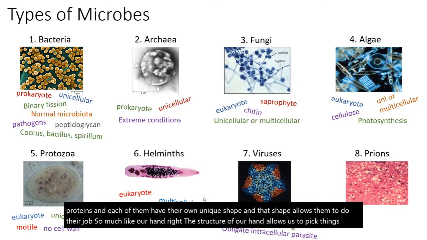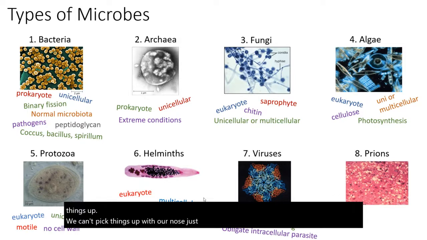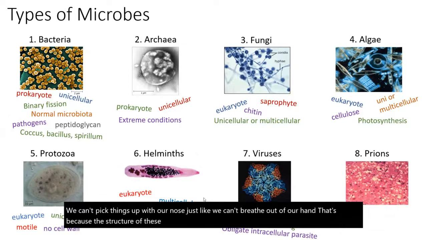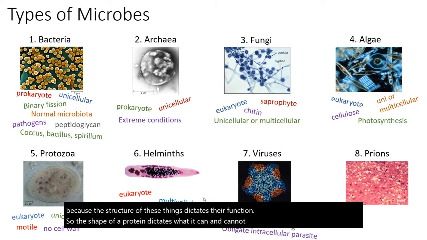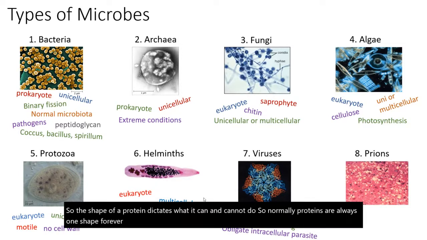We can't pick things up with our nose, just like we can't breathe out of our hand. That's because the structure of these things dictates their function. So the shape of a protein dictates what it can and cannot do. Normally proteins are always one shape, forever and ever, amen. But with prions, for some reason, we don't really know what the trigger is, some proteins will change shapes.